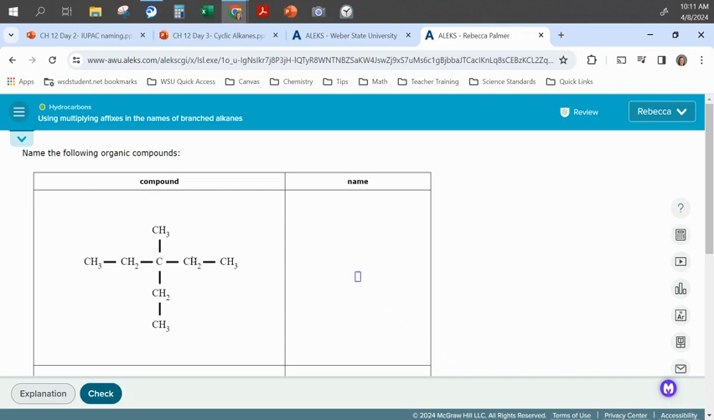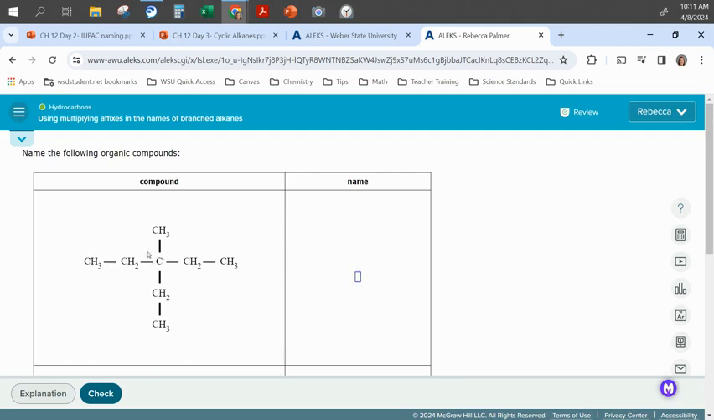I'm looking to decide if, okay, I don't think it matters. So 1, 2, 3, 4, 5. Also, any way I number the carbon chain, I'm going to have a methyl and an ethyl group. So it doesn't matter which direction. I'm just going to start over here.